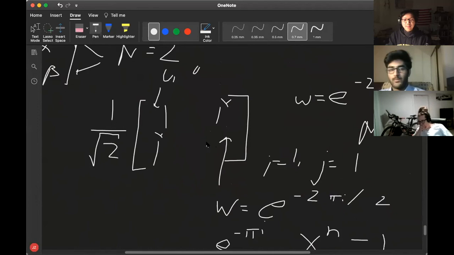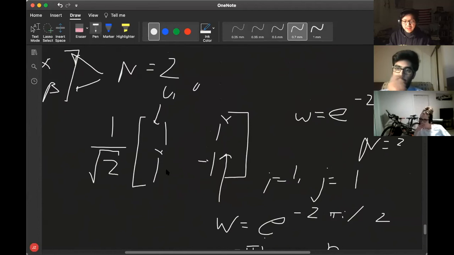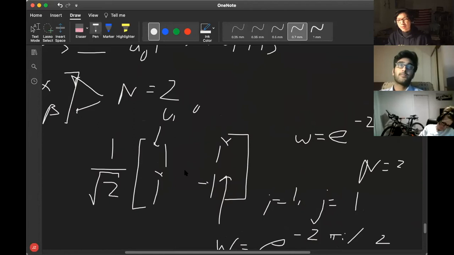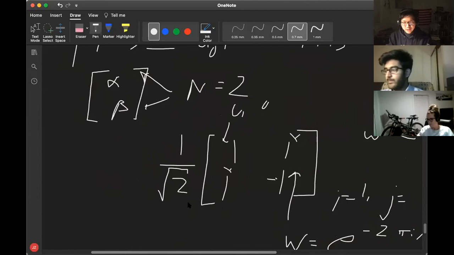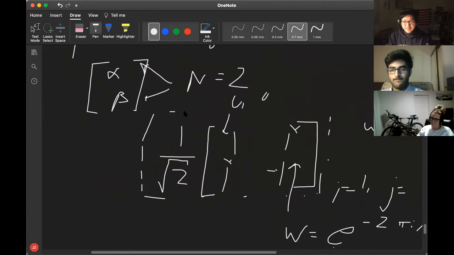So we've just come up with the matrix for the transform from a quantum Fourier transform of one qubit. Now, if any of you guys have ever built a lot of circuits, this should look very, very familiar. In fact, this is the beloved Hadamard gate. It is the single qubit Hadamard gate.